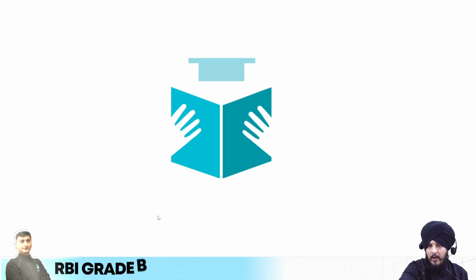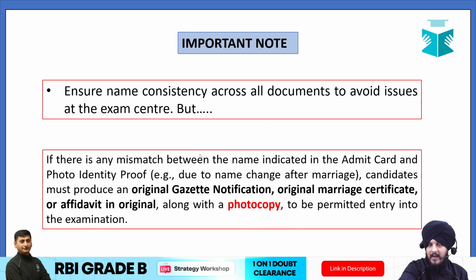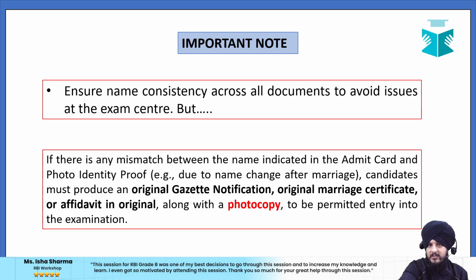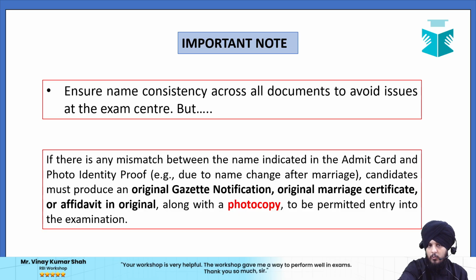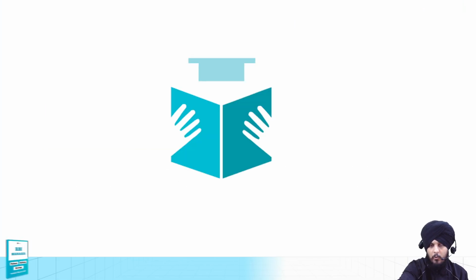So what you have to do is get these documents. Fine. And apart from that, you also need to get the photocopy of these documents that you will have to carry when you go to the examination center, be it phase 1, phase 2 or the interview stage, so that you get the permission, you get the entry, and there is no such issue at the examination center. So please ensure that. I hope it is clear to you.